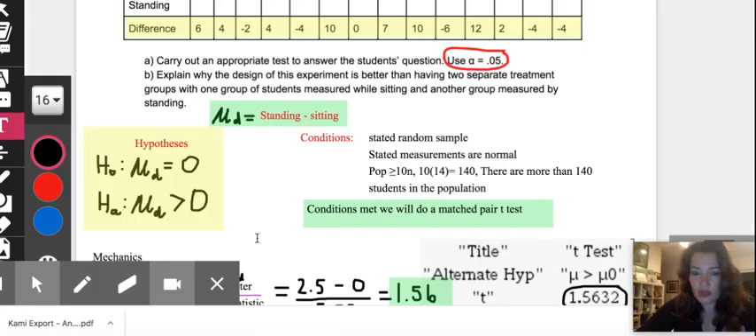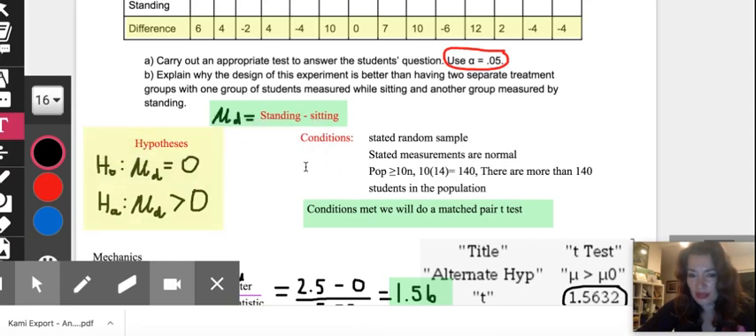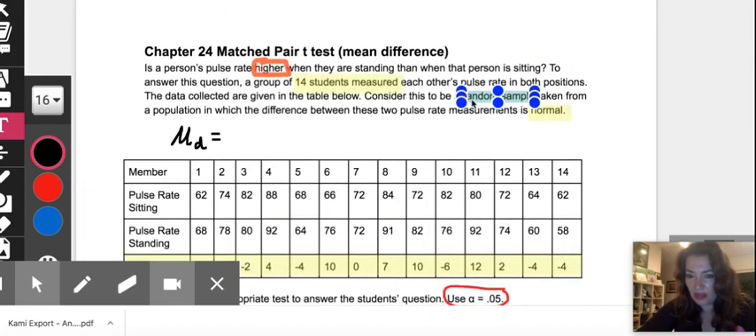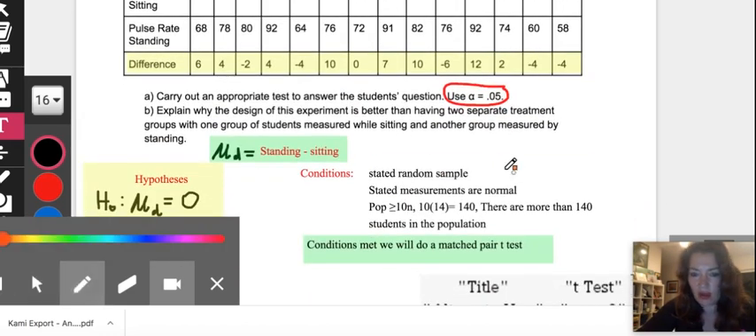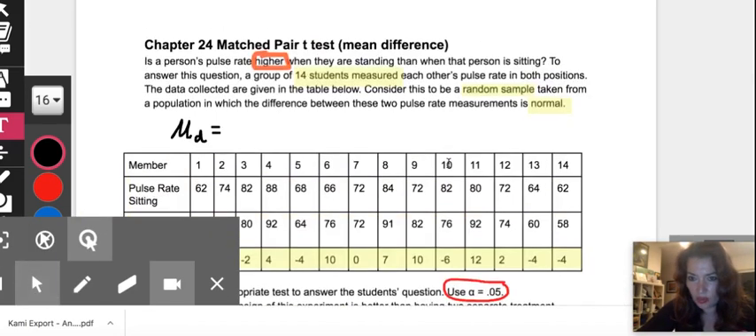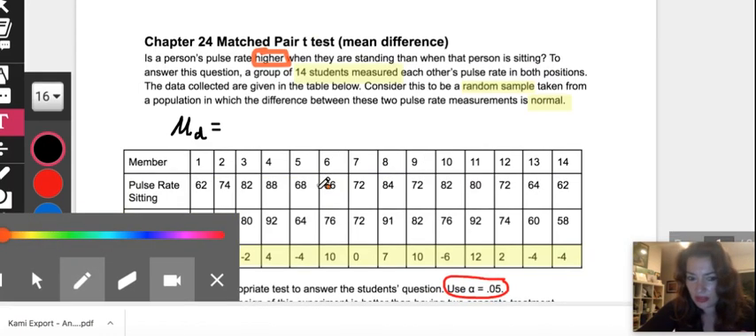So once we have our hypothesis statement, we're going to go ahead and state our conditions. Now, the conditions are still the same. We are going to first make sure this was a random sample, and it is stated in the problem that it is a random sample. So that's the first thing I'm going to check off, that it was a stated random sample. It also stated that the measurements were normal. So that helps us in our second condition.